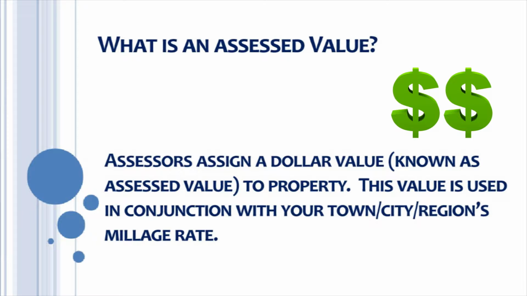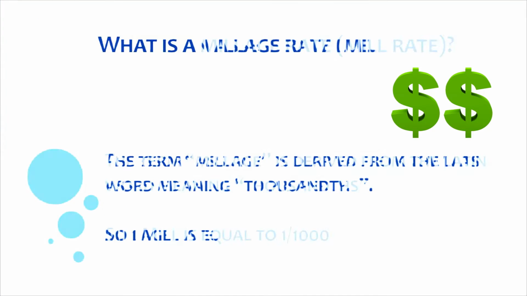Assessment is basically an ad valorem tax. Ad valorem meaning it's tax based on a transactional value. So assessors basically assign a dollar value, and that's known as the assessed value, to a property. This value is used in conjunction with your town, city, or region's millage rate.